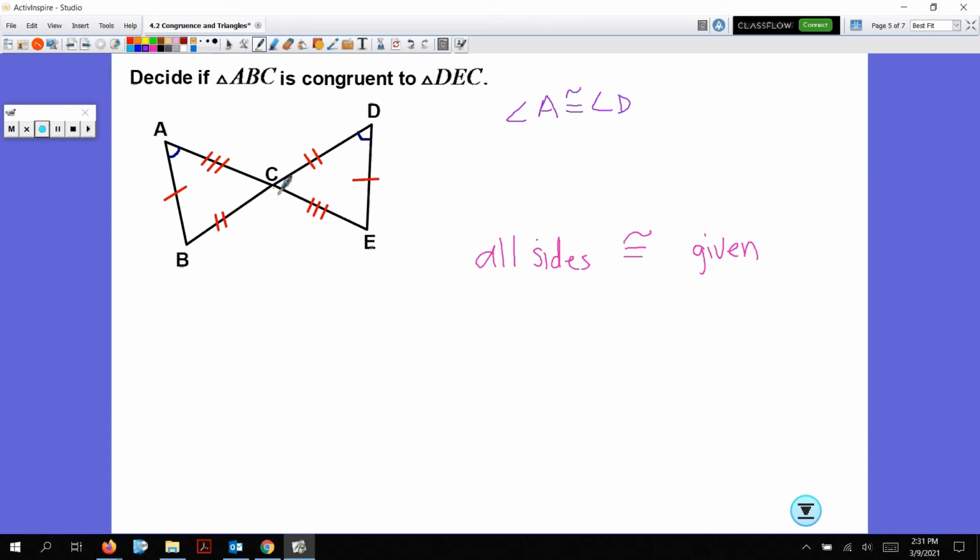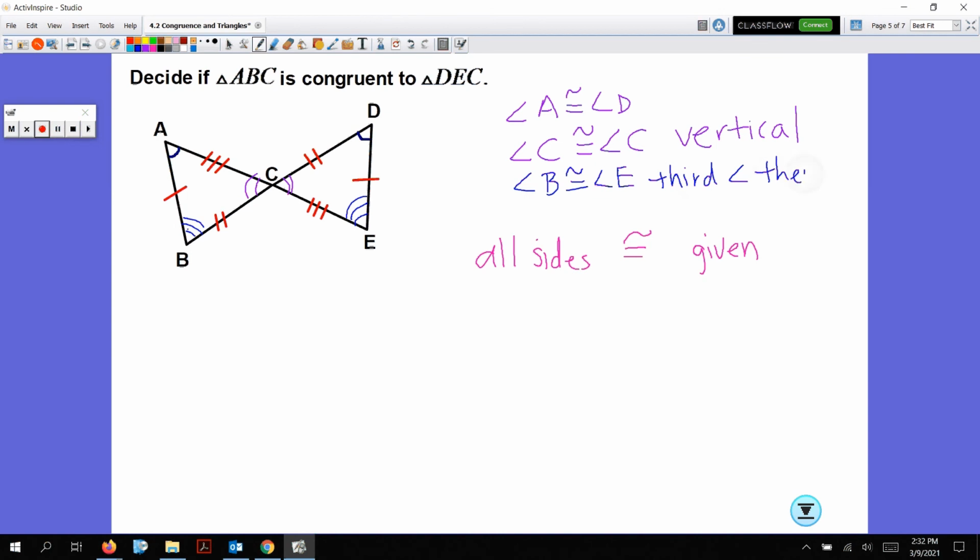I also see I have vertical angles here with C. I'm going to put 2 little hash marks here. They're clearly congruent. Angle C is congruent to angle C. I'm just going to write vertical. Now I have two angles congruent to two other angles in the triangles, so we're going to use that third angle theorem. We know it's a fact that angle B is congruent to angle E. We'll just use the third angle theorem. Oh my goodness, my pen is not wanting to write. So, we got all three angles, all three sides. We can go ahead and say yes, these two triangles are congruent.